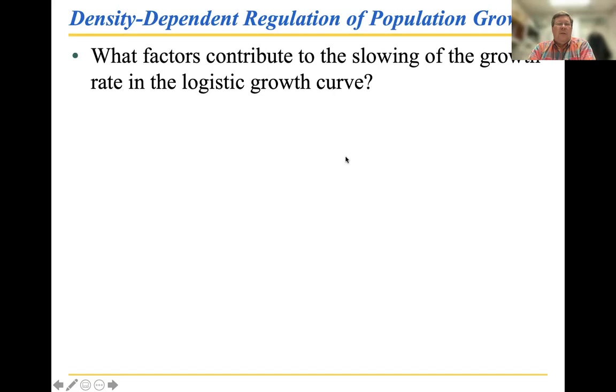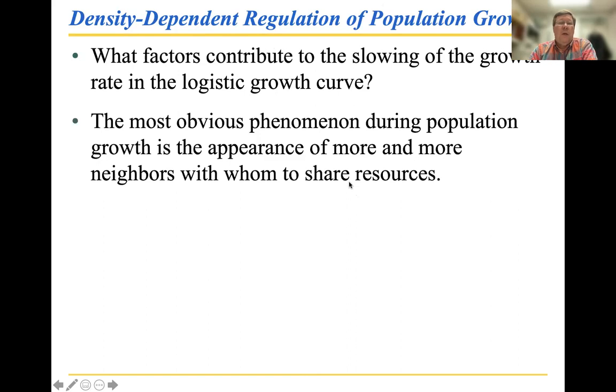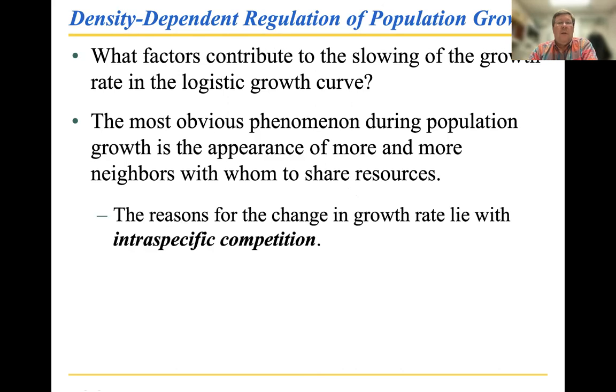Now, what factors are producing this carrying capacity? What helps level this curve out? So most of these are density dependent. So this is the density dependent regulation of population growth. And the factors that contribute to that slowing are generally some things that have to do with the population itself, because there are more resources needed for these larger numbers. You have more neighbors that you're going to have to share with.